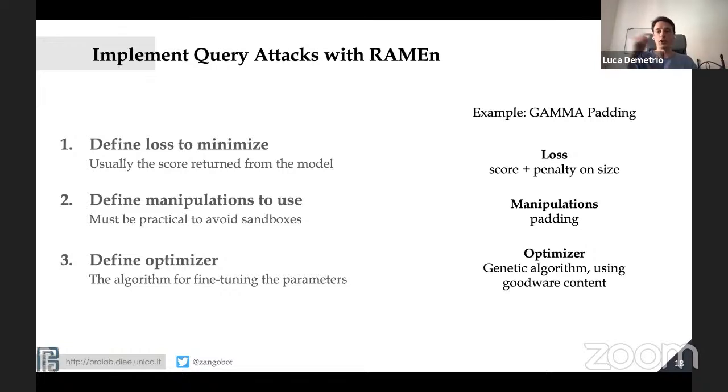So as an example, to implement Gamma, the algorithm I described 5 seconds ago, where we want to use padding, well, those are our steps. We choose the loss. In this case, it's the score plus the penalty on the size of the manipulation you're using. Then as manipulation, you use the padding. And finally, as the optimizer, we use this genetic algorithm that injects goodware content. And tada, you have your adversarial attack already.